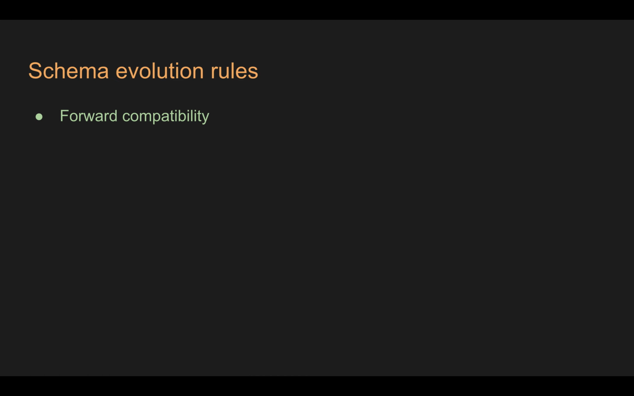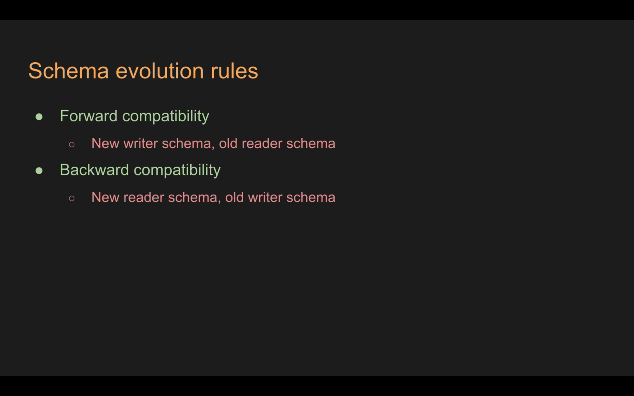With Avro, forward compatibility means that you can have a new version of the schema as writer and an old version of the schema as reader. Conversely, backward compatibility means that you can have a new version of the schema as reader and an old version as the writer. The same compatibility rules apply here too: you can only add or remove fields that have default values to maintain forward and backward compatibility.